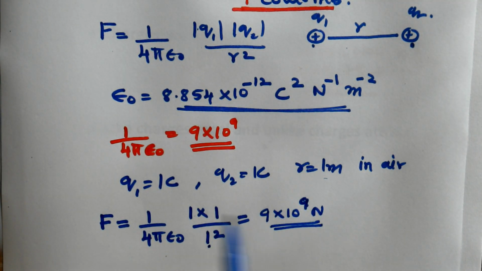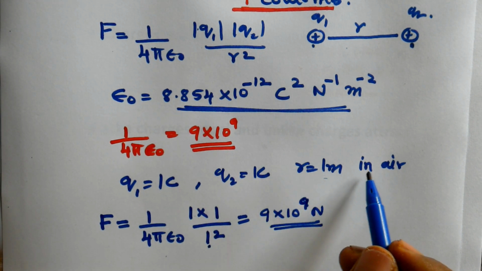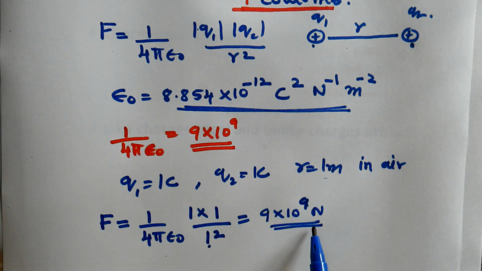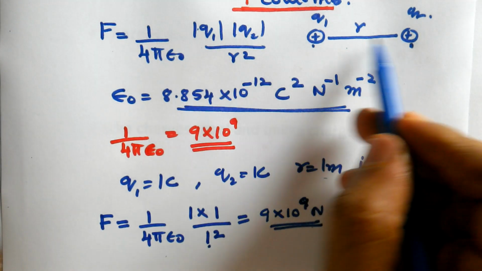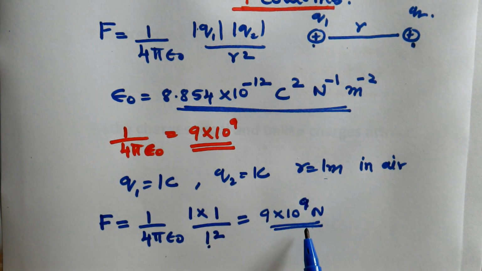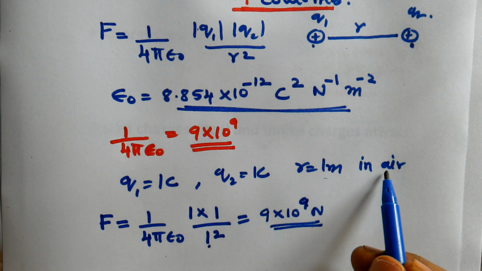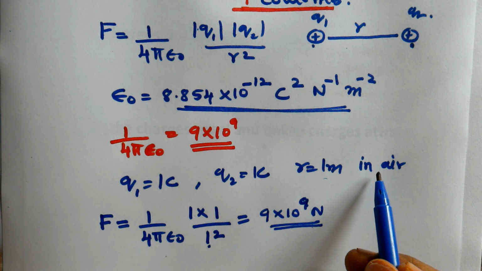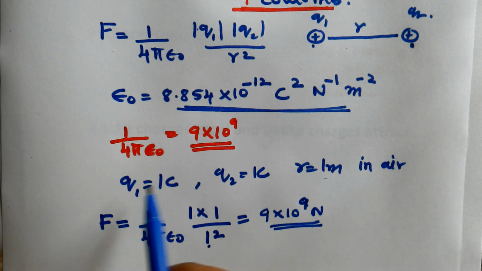So these are the conditions. If Q1 is 1 coulomb, Q2 is 1 coulomb, and if they are separated by 1 meter in air, then definitely the force will be 9 into 10 to the power 9 Newton. Or can't you put it the other way? That is, if two charges separated by a distance of 1 meter when kept in air experience a force of this much, then they should be 1 coulomb charges. So you can define 1 coulomb in that way. If two similar charges are separated by 1 meter in air and experience a force of this much, then they should be 1 coulomb.